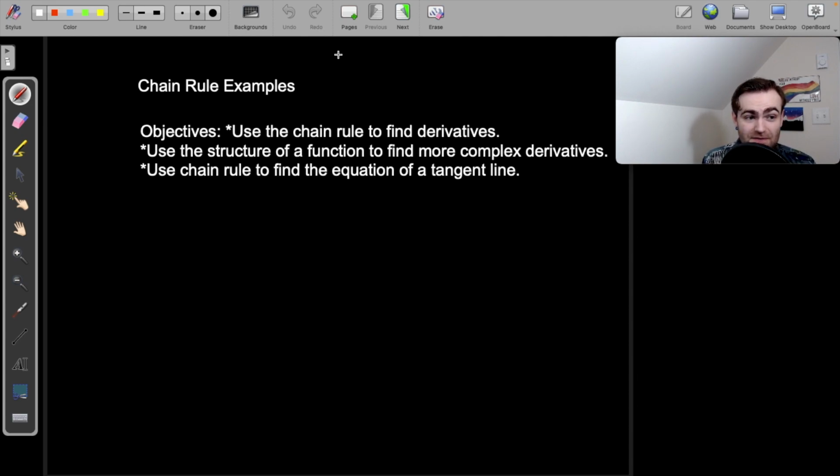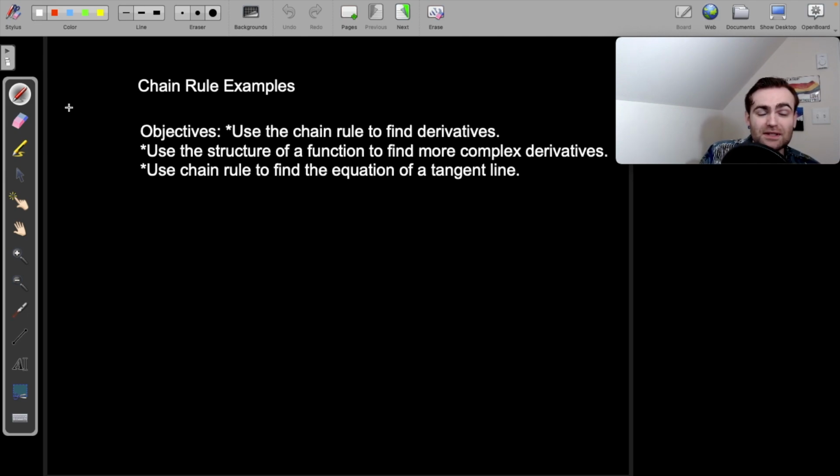Our objectives for this video are to use the chain rule to find some derivatives. We're going to do a couple of harder problems near the end, so we're also going to try to make sense of the structure of those hard problems so that we can figure out what rules we need to use when we take some of the more complex derivatives. And the third thing is we're going to find the equation of a tangent line and use chain rule in that process. So what is the chain rule?